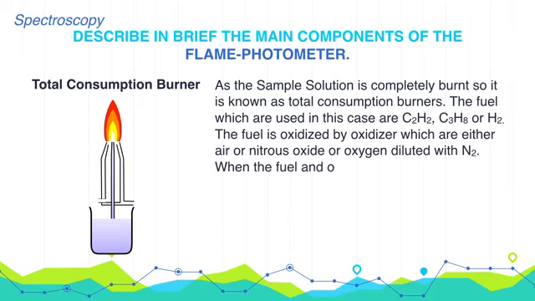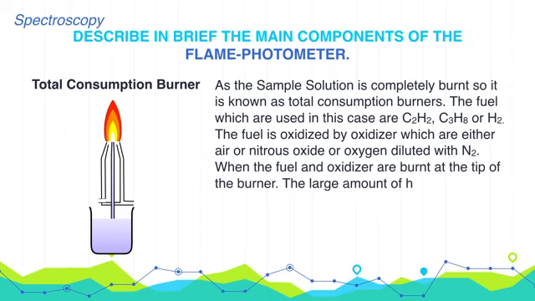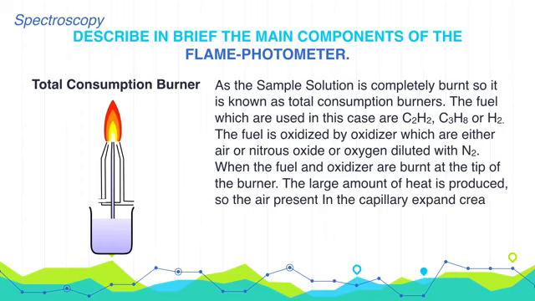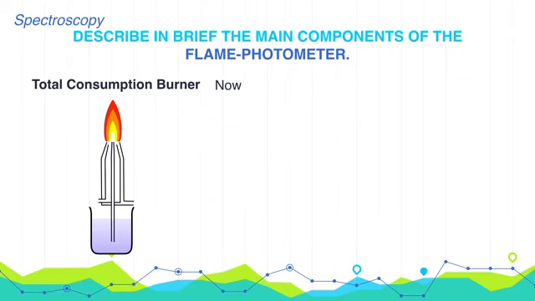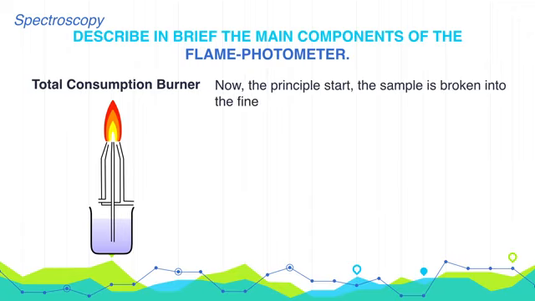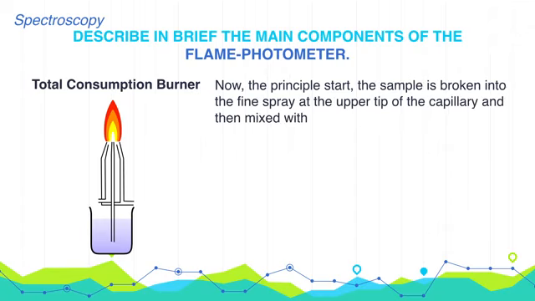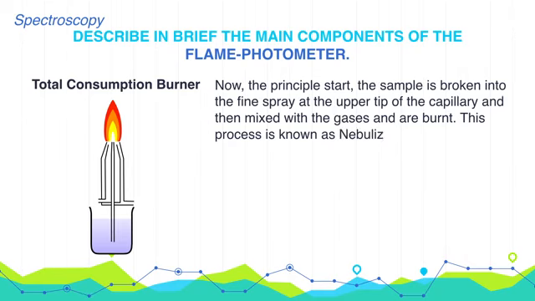When the fuel and oxidizer are burned at the tip of the burner, a large amount of heat is produced. So the air present in the capillary expands, creating a partial vacuum in the capillary. Because of the vacuum, the sample solution is rushed to the tip of the burner. Now the principle starts. The sample is broken into a fine spray at the upper tip of the capillary and then mixed with the gases and burned. This process is known as nebulization.